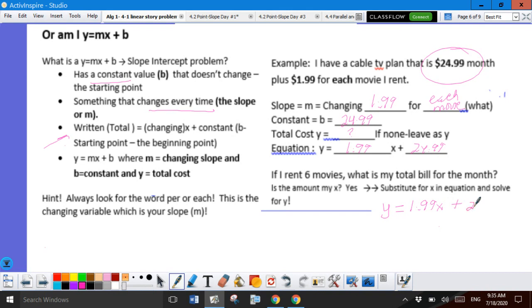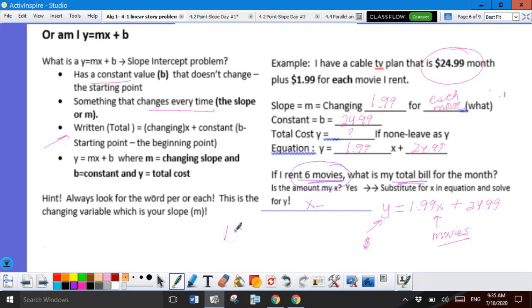All right, now, if this is my equation, 1.99x plus 24.99, I have two options for substituting. So my x are my movies. This, the y, is the total cost. Okay? So let's read what we have here. If I rent 6 movies, what is the total bill? Well, that was pretty simple because it tells me movies. So this is going to be x.